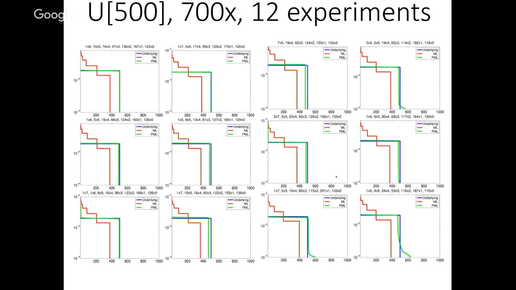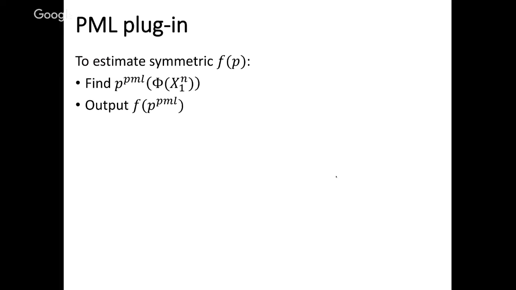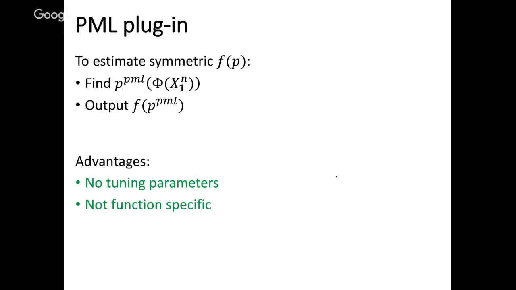Okay, so based on this, they said maybe here is a recipe to estimate any symmetric property f of p. You first find the profile maximum likelihood of the profile itself. So you take the sequence x1 through xn, the samples that you have seen, find its profile phi, then find the profile maximum likelihood, and then just output the property f for the distribution that you obtain. What are the advantages? It doesn't have any tuning parameter whatsoever, and it's not even specific to a function. So you obtain a generic method that applies to all possible functions that you are interested in.